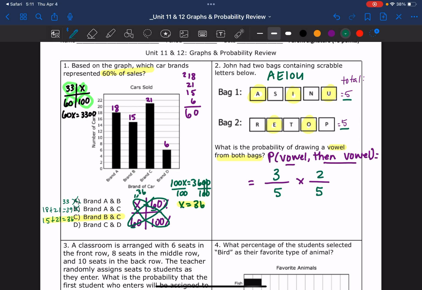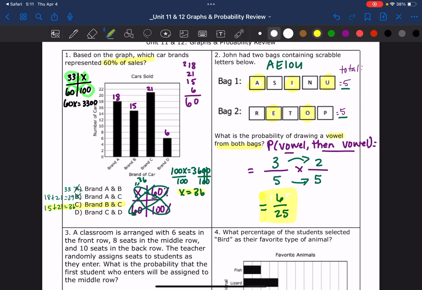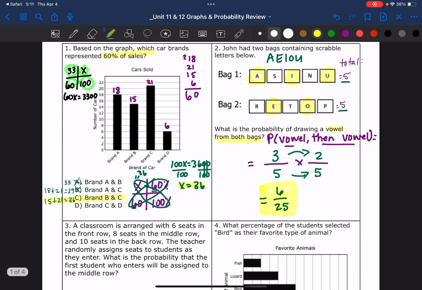We cannot simplify, so we can only do top times top, bottom times bottom. That is going to give us 6/25. Okay? And this is our final answer. All right, let's move on to number 3. Remember, pause if you need to. I'm going to go ahead and move forward.